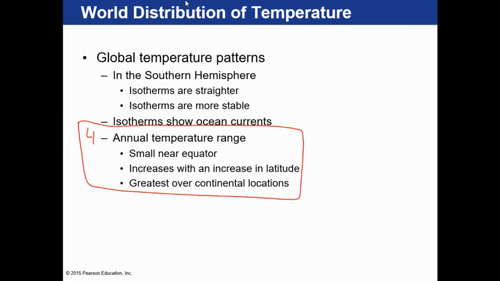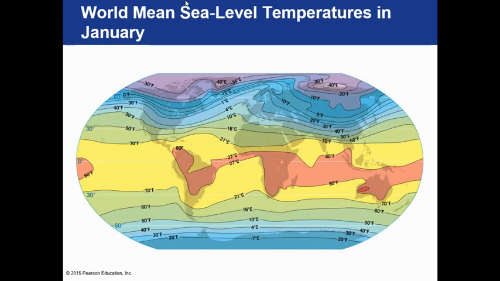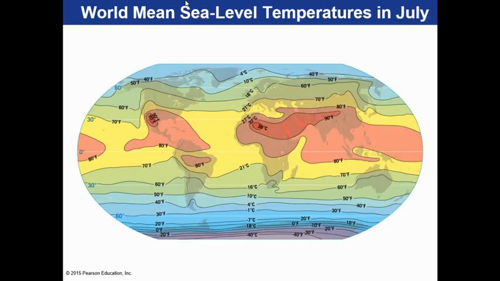Again, annual temperature range is pretty small near the equator. It's warm all year. The annual temperature range increases as you get closer to the poles. That is to say, the difference between the hottest and coldest temperature increases as you go toward the poles, and it's greatest over the land. Here are different maps showing the average temperature in January and July. And that's it. Hopefully, this gives you a brief introduction to weather and meteorology.